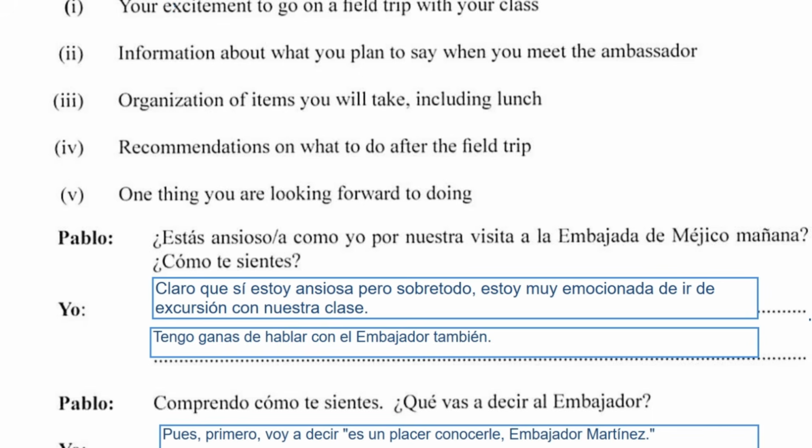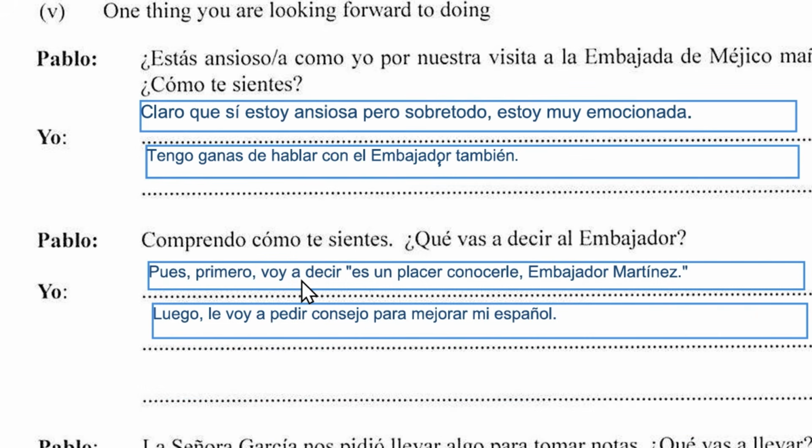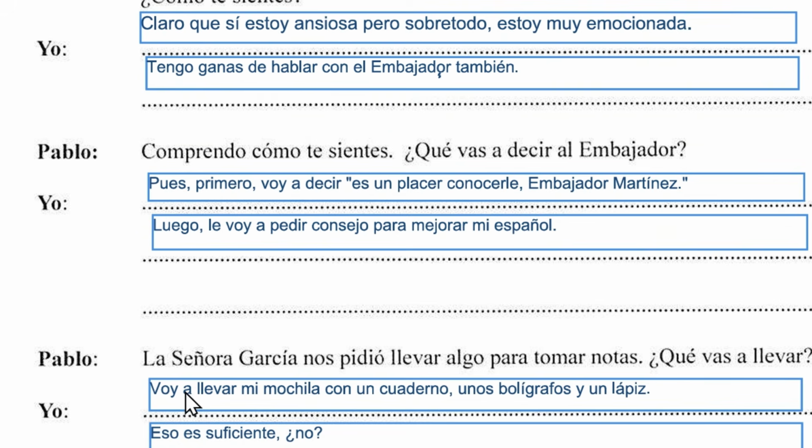So I said, well, firstly, I am going to say it's a pleasure to meet you, Ambassador Martinez. Then I will ask him advice about improving my Spanish. Now, nothing Pablo says next gave us a tip or a clue on how to respond here. So that was just me improvising, right? However, if Pablo had mentioned something here that would have given us a tip as to what to say here, we would have definitely needed to mention it. So he didn't say much, so we'll continue responding.